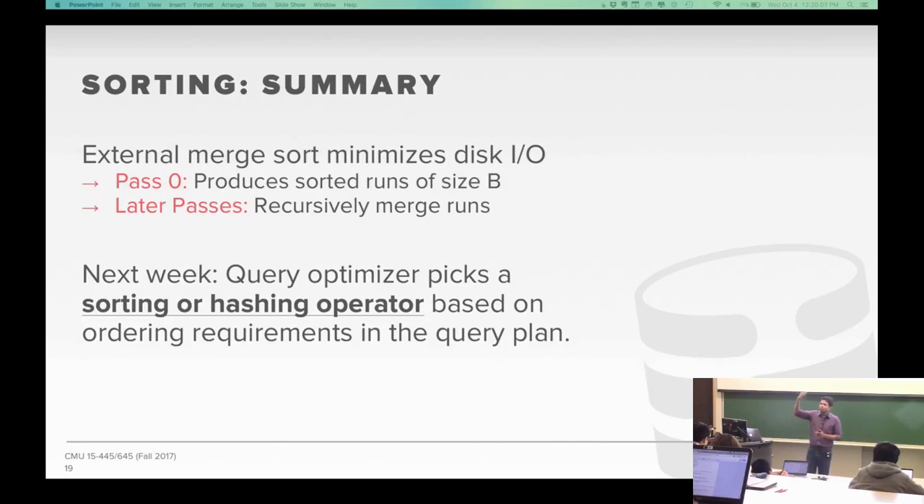If the nodes higher up in the query plan require the input data to be ordered, then it makes sense to do sorting. If not, then just do hashing. And again, you have to take into consideration other factors, like the number of attributes that you want to group by, and so on and so forth.